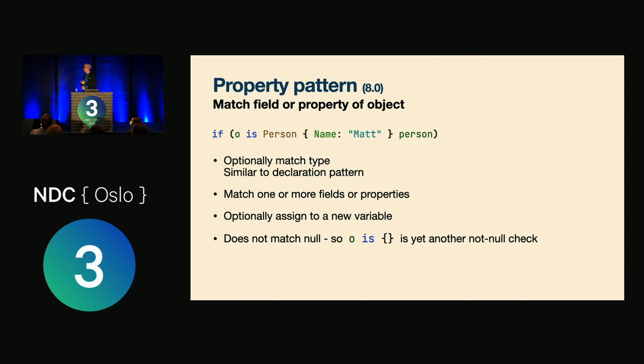We can also match one or more properties or fields there. So we can have something which is a bit more complex. So I could match the first name is Matt, second name is Ellis, and so on. What's interesting here is yet another way to check not null. If you have no properties listed in your property pattern there, then it's just going to match anything that is not null. So we have yet another way of saying, is this value not null? However, that syntax is getting a bit funky, so I don't like it.